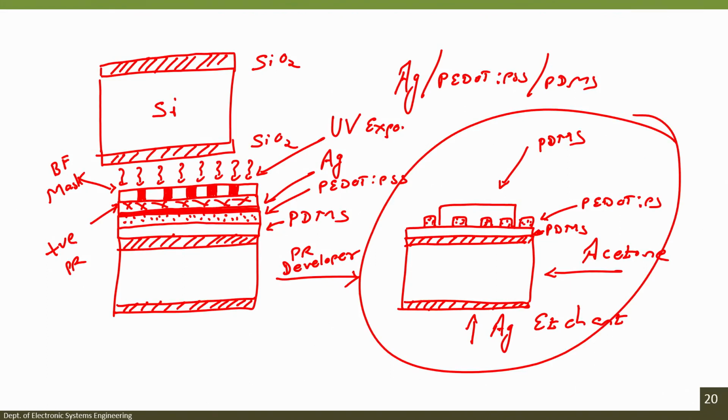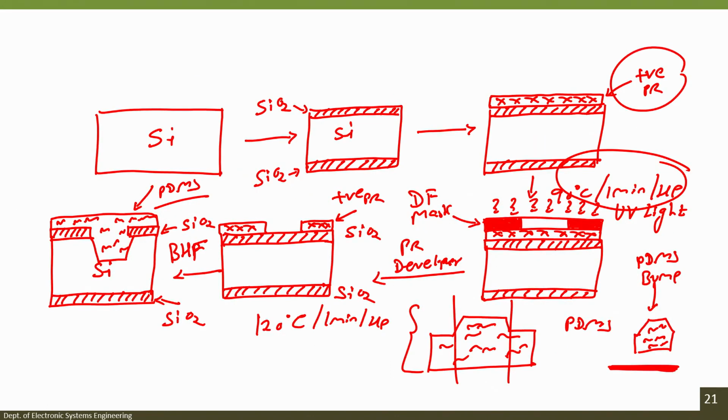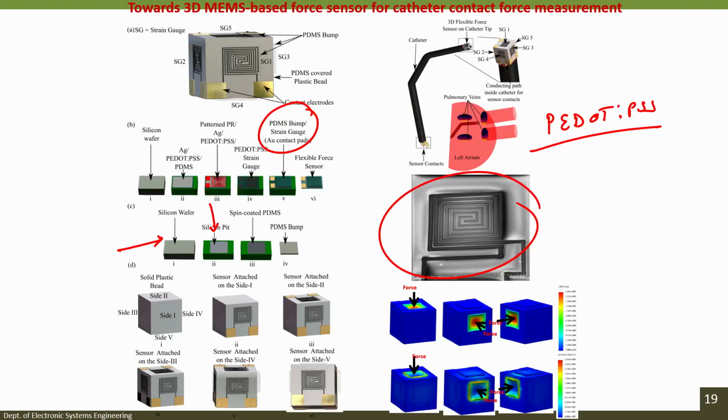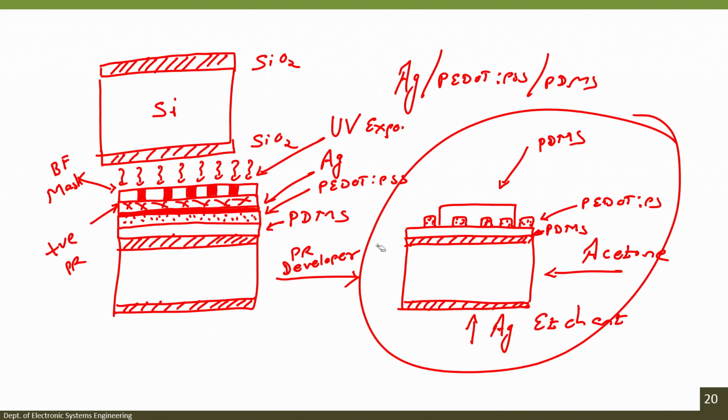So, how we can create this PDMS bump is using a lithography technique. That is what is shown here: you have silicon wafer, grow oxide, create a silicon pit, then pour PDMS and then cure it to form the PDMS bump. This bump you take and attach it to the strain gauge that you have fabricated earlier. So, this entire PDMS that is here, you can strip it off from the oxidized silicon wafer. So, this is what you get.